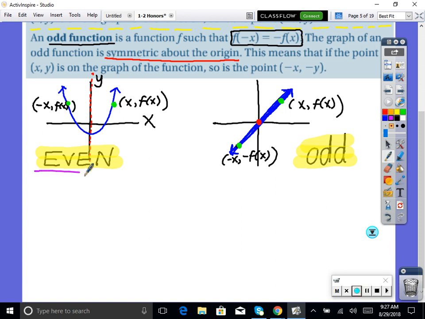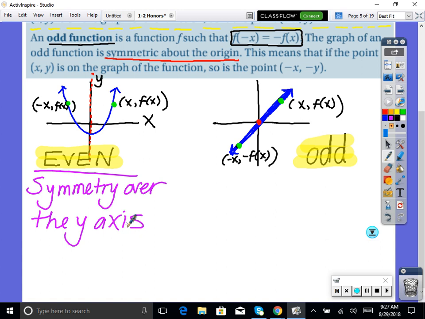Okay, so let's talk about even functions first. So in your notes, this is what you should be writing. It's even. Even functions are symmetric over the y-axis. Even functions have symmetry over y. All even functions will be symmetric over y, meaning if I take this side and stamp it over the y-axis, it'll be symmetric, perfectly the same. So look, this green point stamps to this green point. Does everybody see? All right, so if we have a picture of a graph, we can determine if it's even, if it's symmetric over the y-axis.